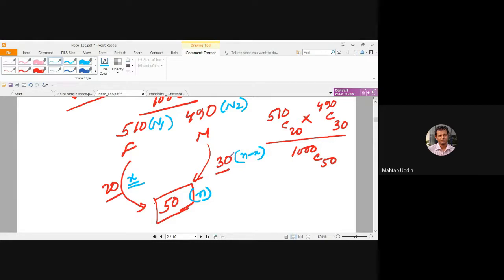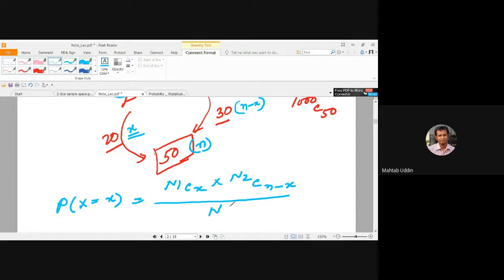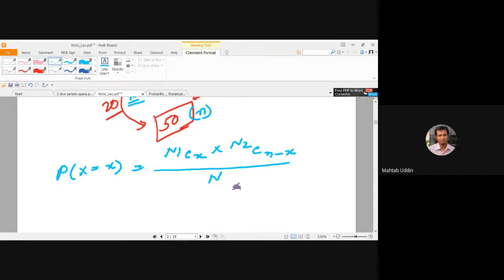Yes, sir. Always we try to take n1 as the target. In this system, they are not replaceable. In this case, probability of X equal to x is from the first n1 we should take x, and from n2 we should take n minus x. And in total from the capital N, we have to find small n. This is called hypergeometric distribution.